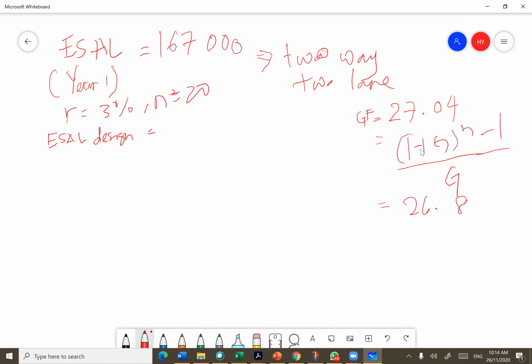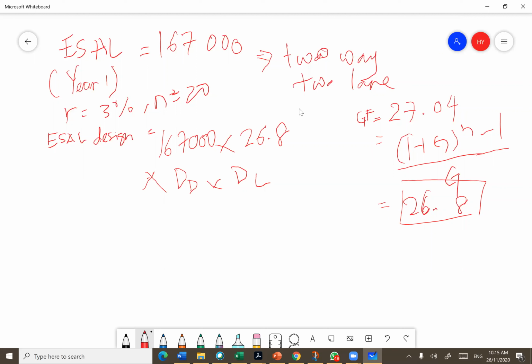Okay. No problem. Right, so the rest, you're using the formulas, Zaid? 26.8, you're using the formula, right? Yes, doctor. Alright, so supposed to get 26.8 if you're using the formula. So what you have here is 167,000 times the growth factor 26.8. What else do you need to do? Directional and lane distribution. Yes, you need to multiply with directional distribution and lane distribution.